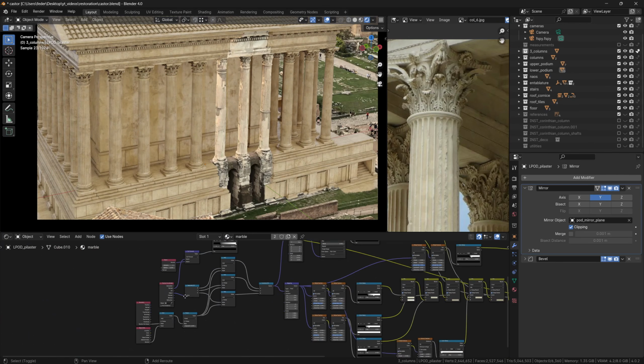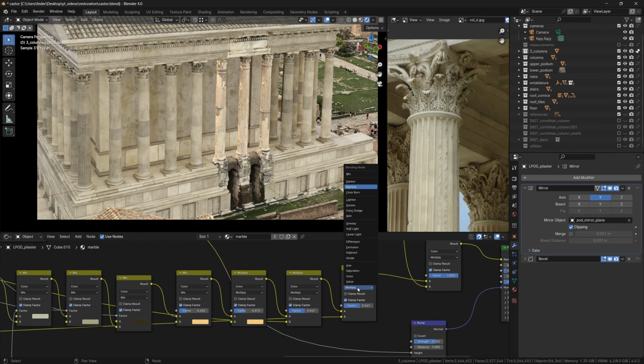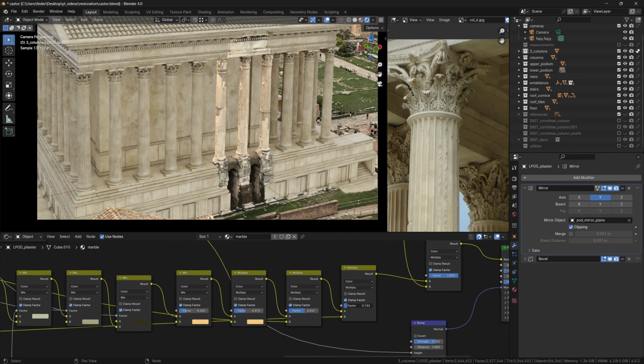An additional tip is to multiply or overlay the output of the coordinates randomization node system on top of everything, to give each distinct piece of the model a slightly different tint.